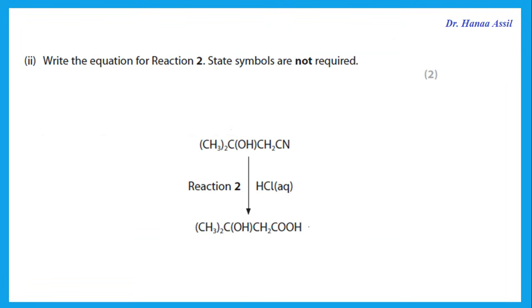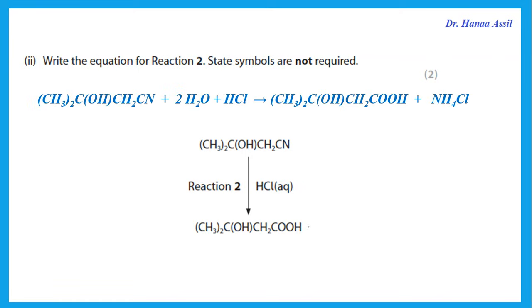Write the equation for reaction 2. This is reaction 2. So what do we have? We have this nitrile compound, and we're adding HCl, and we need to add water to give it more oxygens, and we are already given what the product is. Now what is the other product? It will be ammonium chloride, and again, do not forget to balance.